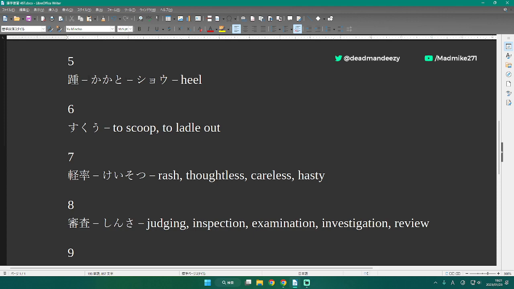Radicals in this kanji are legs on the left side, and on the right side we have heavy, or piled up. I think of the heel as the place, if you don't use your feet correctly, where most of your weight rests. The place on your legs where the weight rests is your heel, your kakato. Kakato hokani sho is the heel.